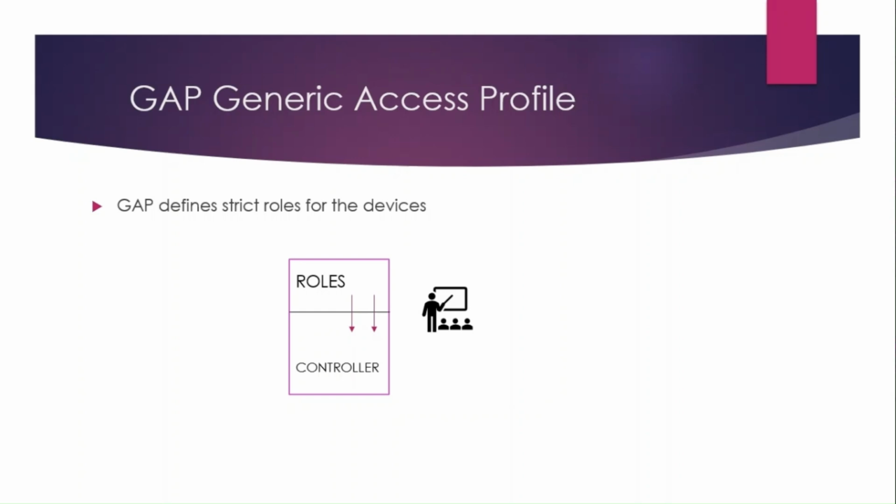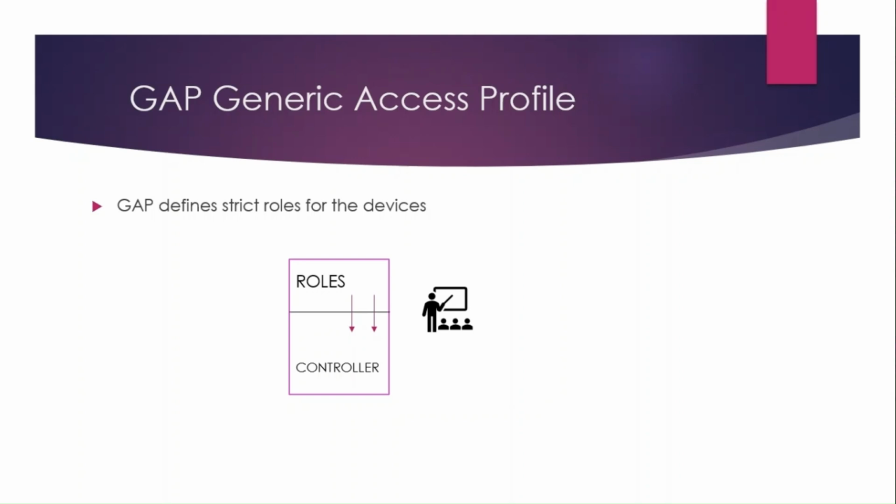GAP defines strict roles for the devices. Roles provide specific requirements for the underlying controller, and these roles allow devices to transmit data, or receive data, or both. You should know what a protocol is and what a profile is. A profile defines how a protocol is used to communicate between two devices. A protocol defines how two devices have agreed upon a standard way of communication. I'm repeating these terms again and again because they are very, very important.